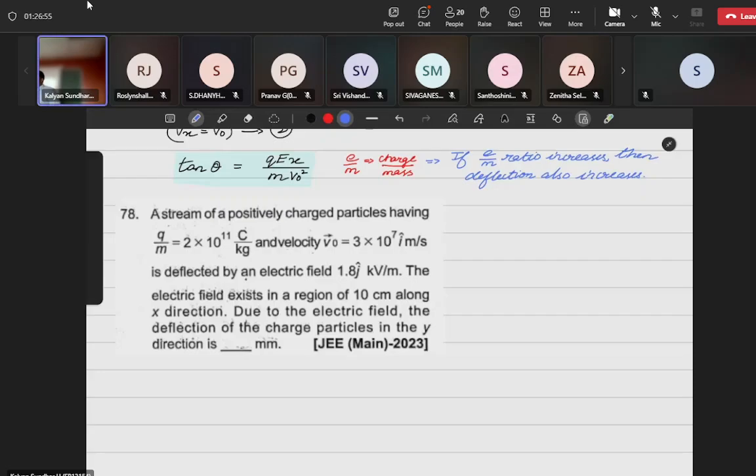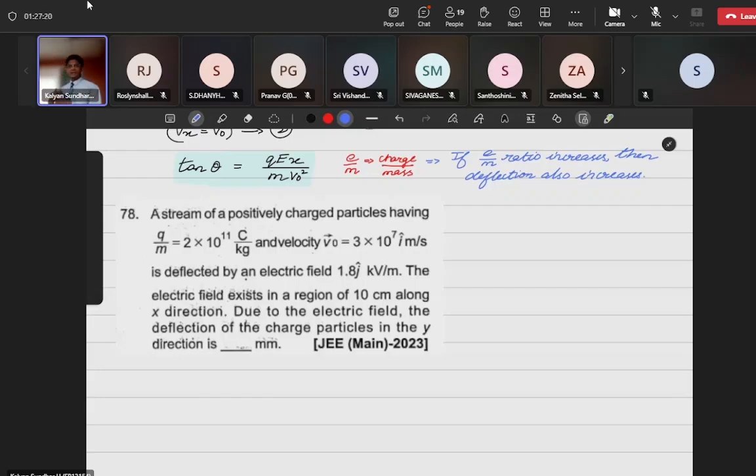The electric field is 1.8 kilovolt per meter. Electric field can also be mentioned in Newton per coulomb, correct? They can also mention it as volt per meter. This is another unit for your electric field. Now the electric field exists in a region of 10 centimeter along the x direction.